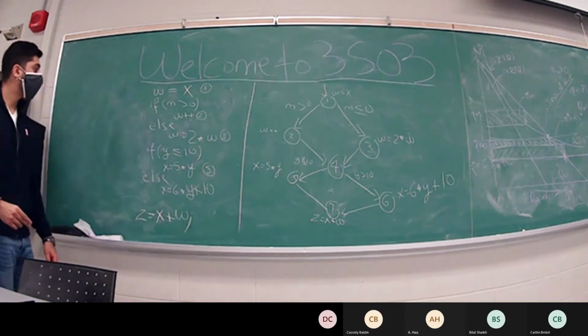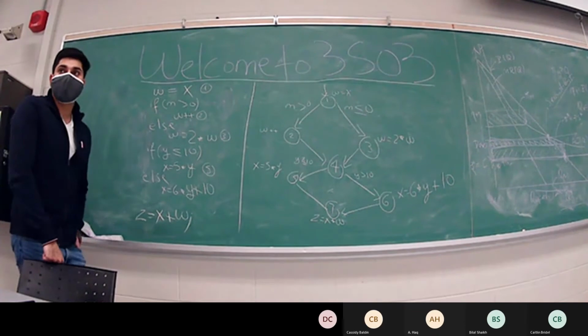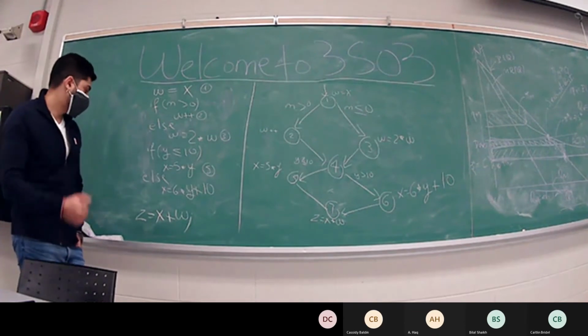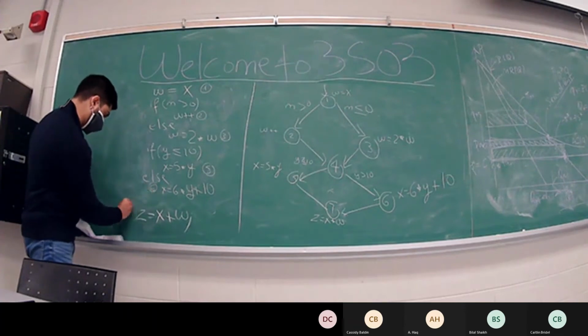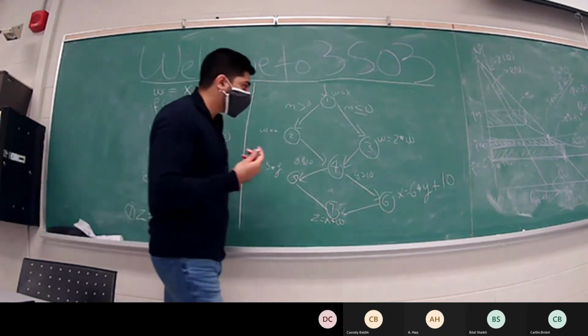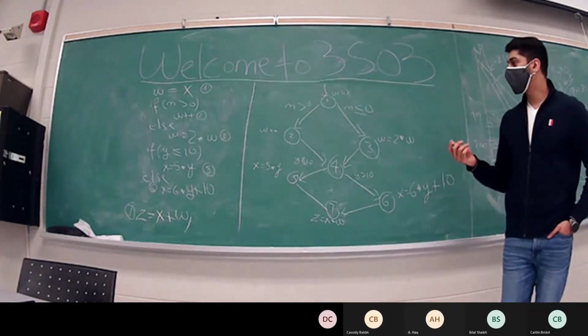Okay, so any questions on that? Should be straightforward. I do have one question for you guys. Let me label these. That's 6 and that's 7. Is there more than one possible way of writing the code for this control flow diagram?